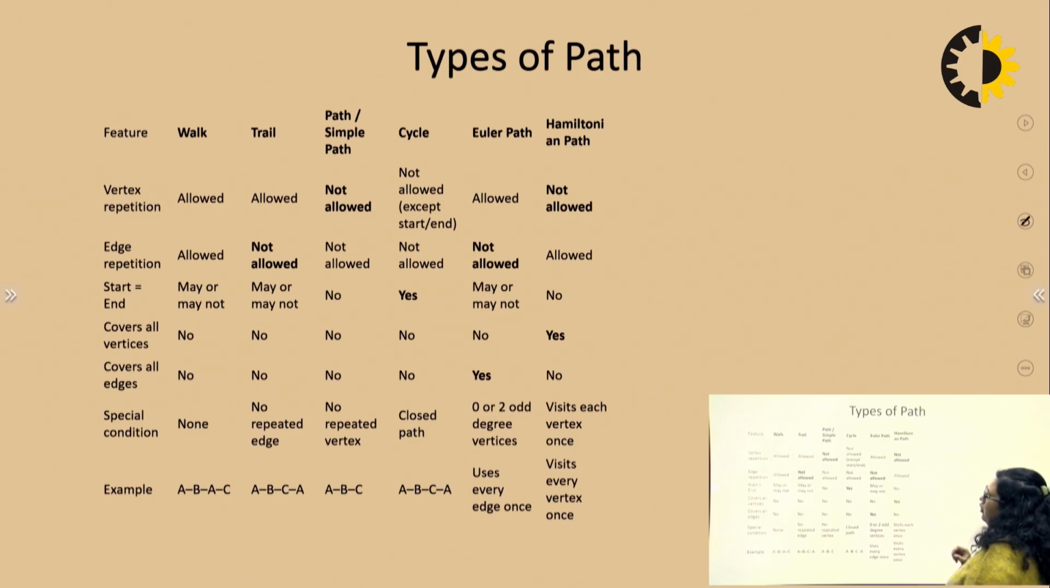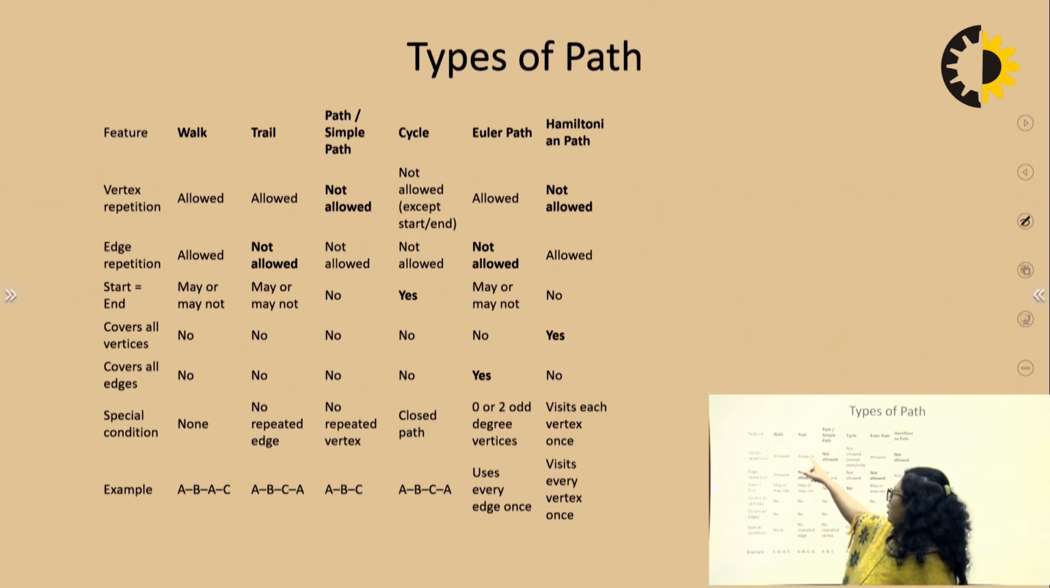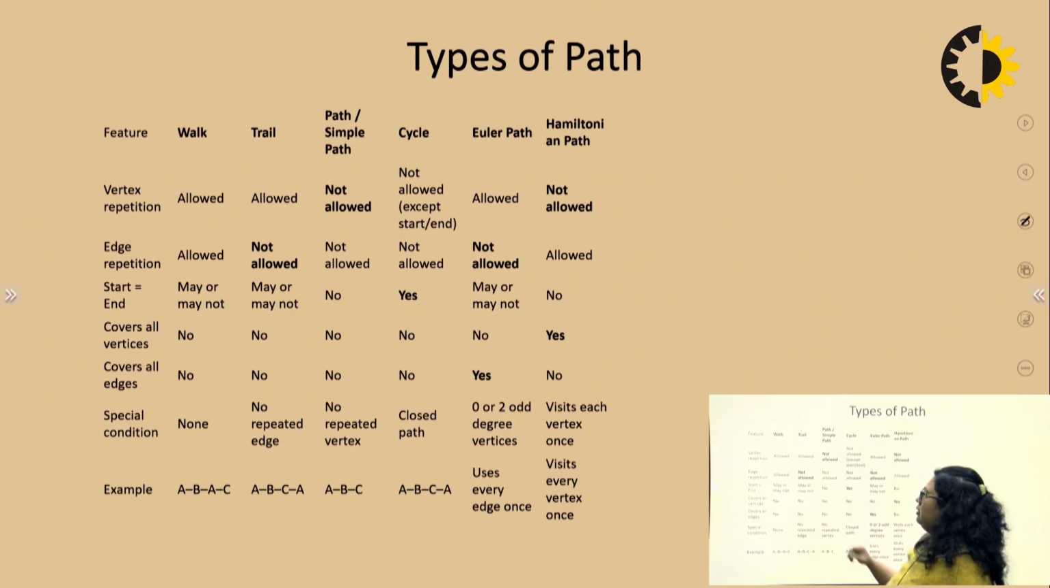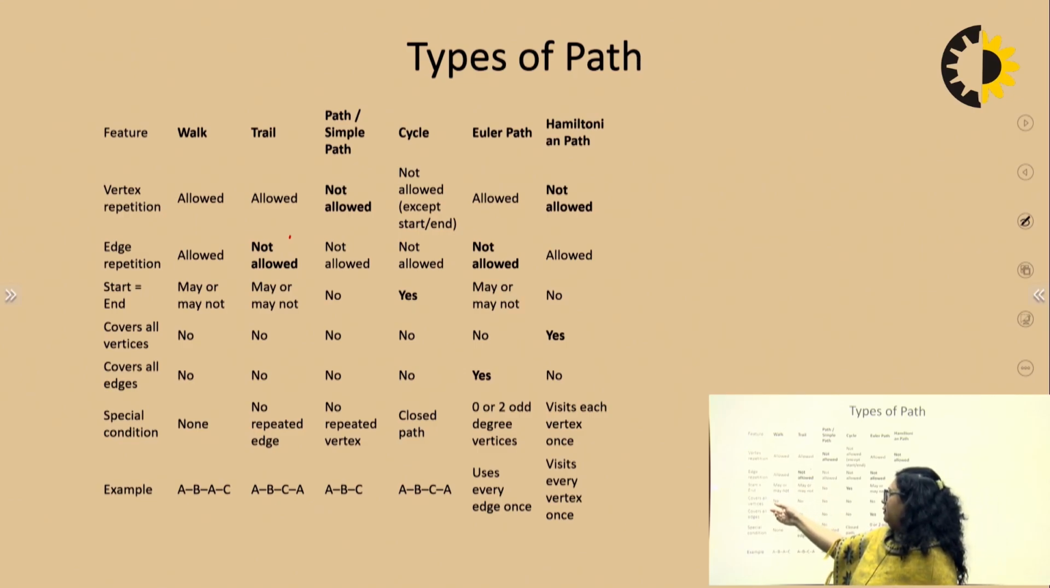So if we go for trail, a trail also allows vertex repetition. A trail does not allow edge repetition. Start and end vertices may or may not be the same. It is not necessary for a trail to cover all vertices. Also, covering all edges is not necessary for a trail.